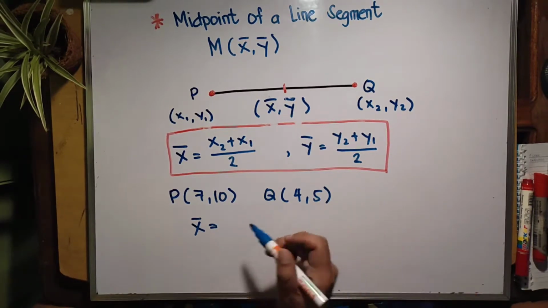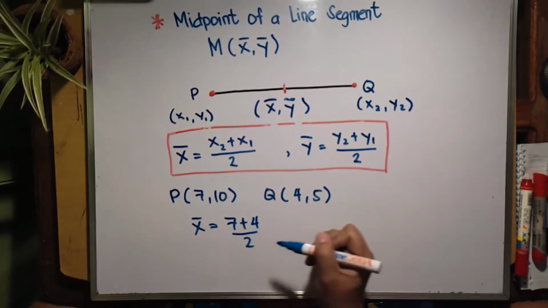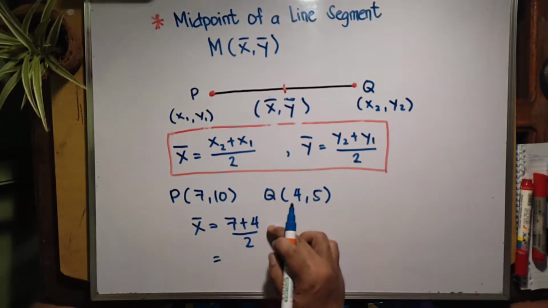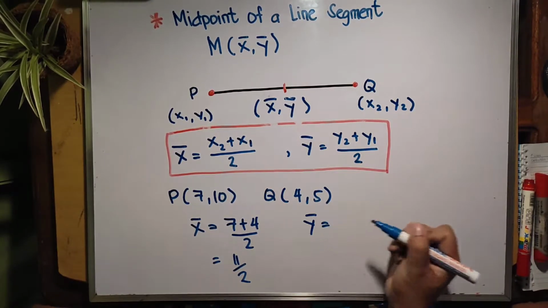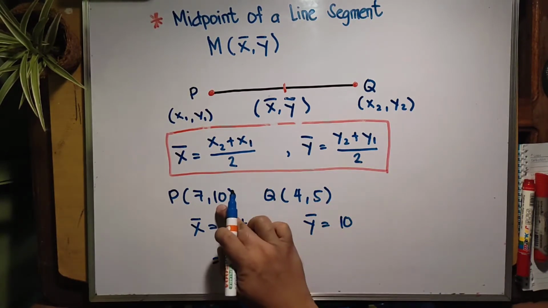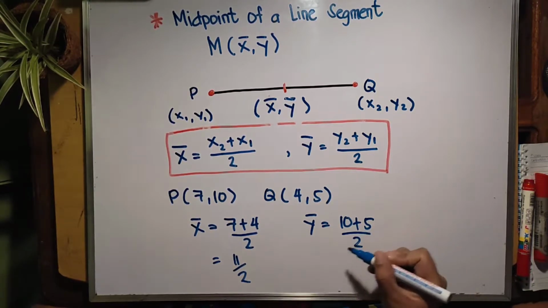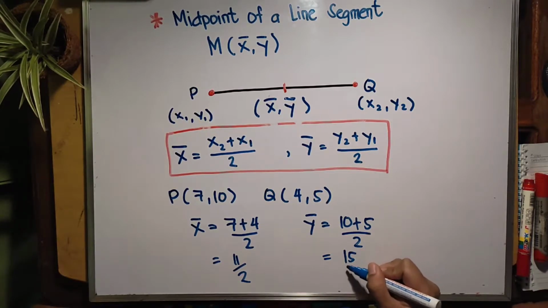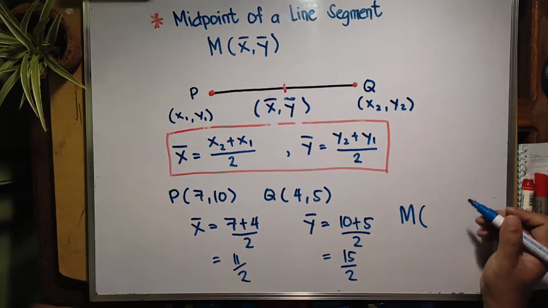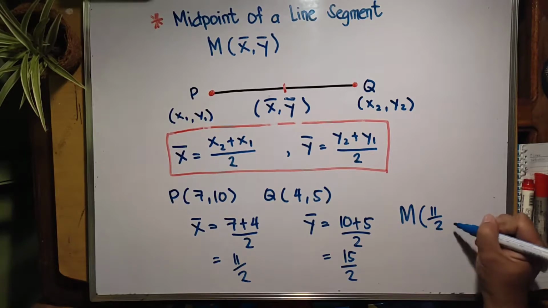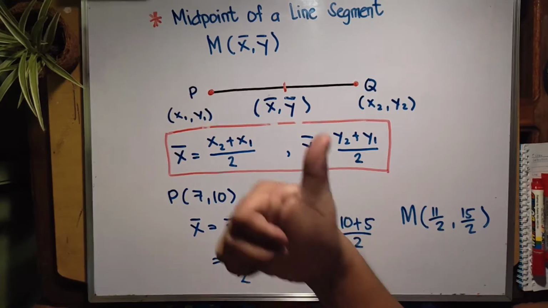Now to get the X bar is X1 plus X2, which is 7 plus 4 over 2, which is 7 plus 4 is 11, so 11 over 2. Now how about Y bar? Y bar is just Y2 plus Y1, 10 plus 5 or 5 plus 10 over 2, which is 15 over 2. So therefore the midpoint is 11 over 2, 15 over 2. Okay? So, madali lang, di ba?